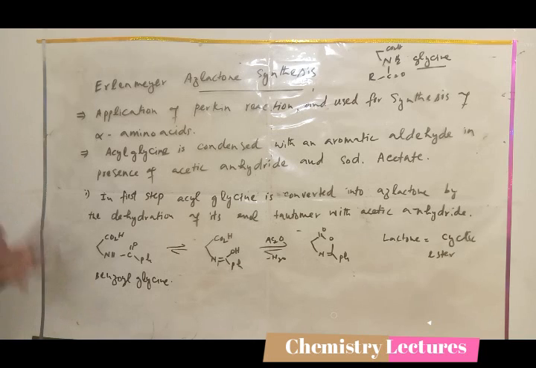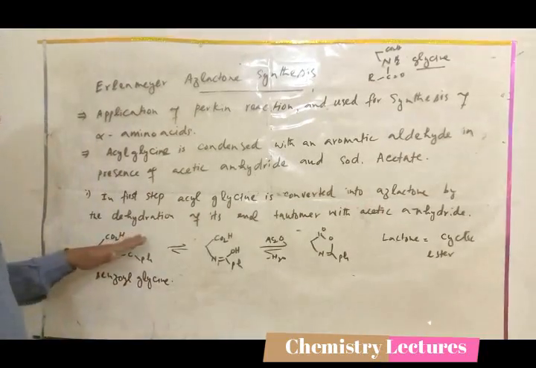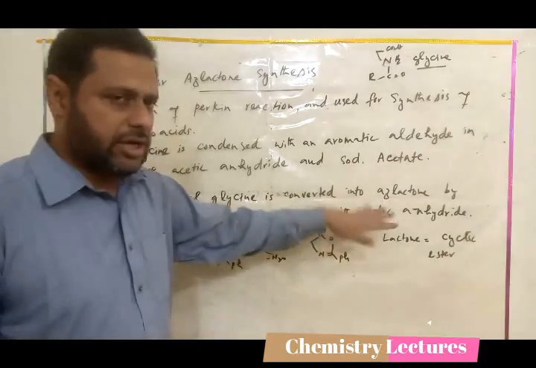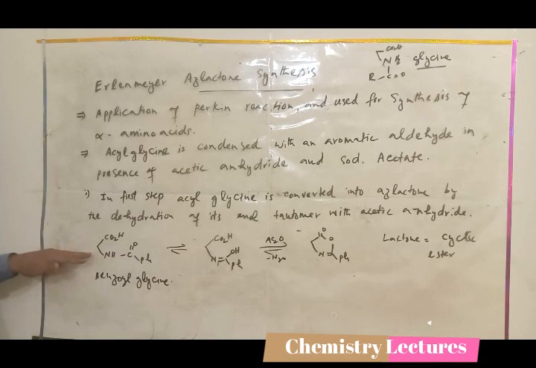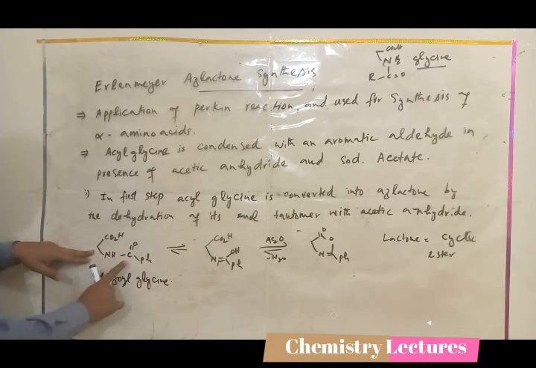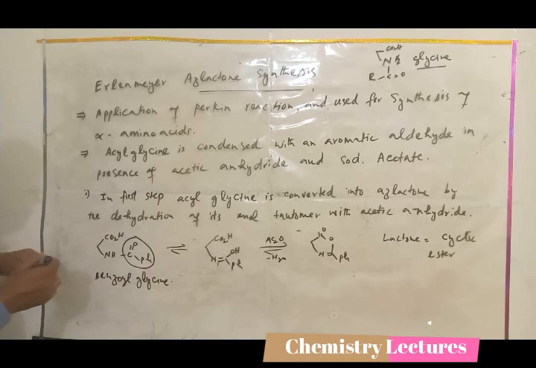It has different steps. It is a long process. So first we will discuss the first step. In the first step, glycine is converted into azlactone by the dehydration of its enol tautomer with acetic anhydride. I can explain. You have this type of glycine. In this glycine, the benzoyl group is attached. Benzoyl group. This benzoyl group is attached to the glycine, so it is called benzoyl glycine.